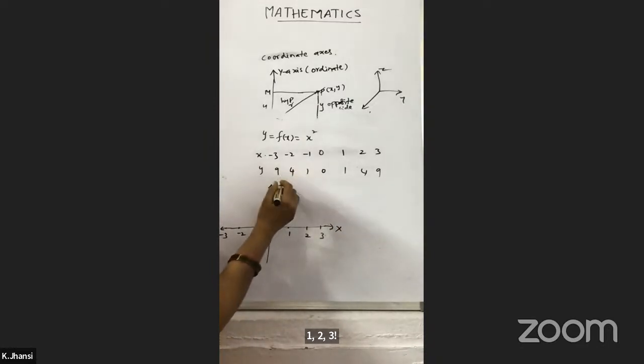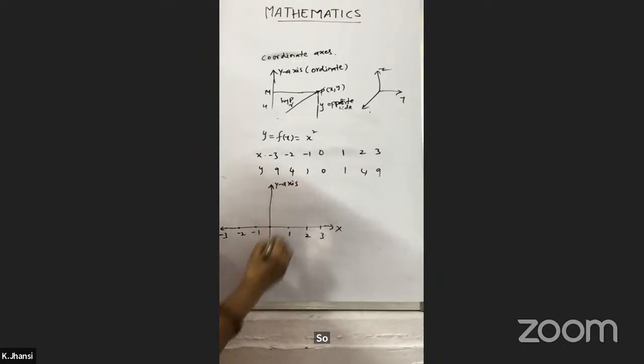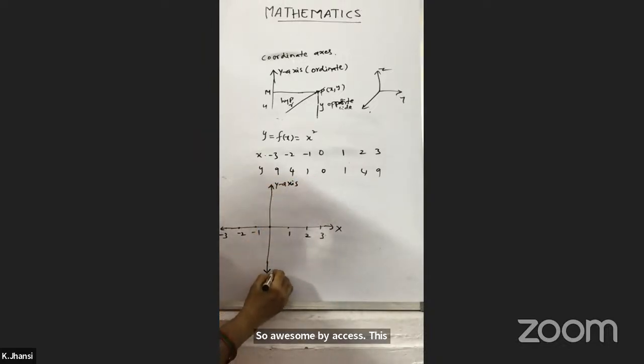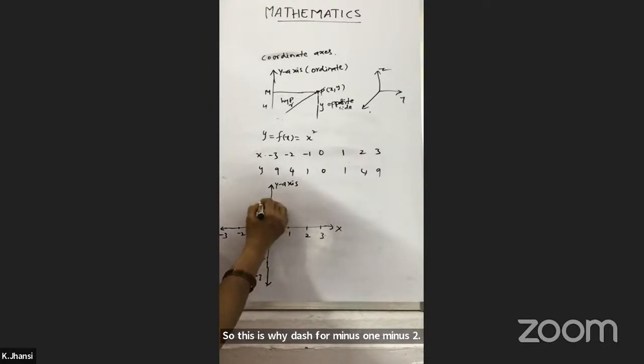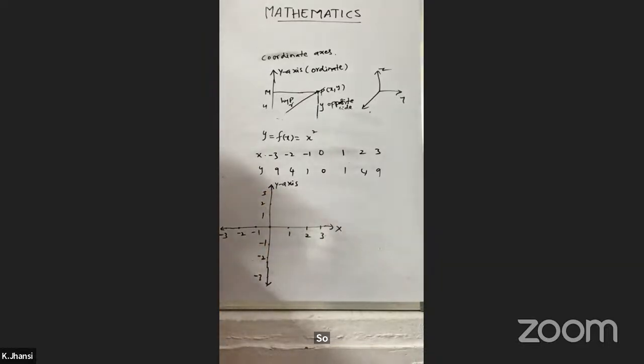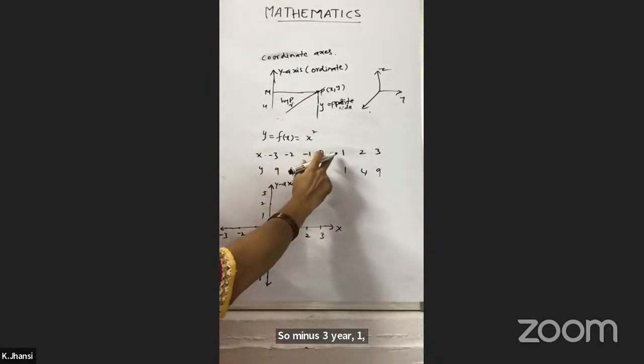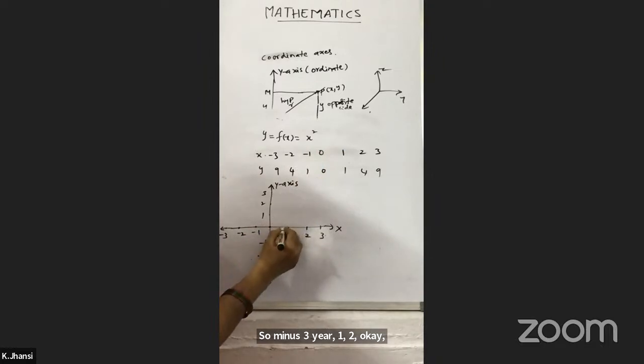So y values are very big. So this is the y-axis. This is y dash. So minus 1, minus 2, minus 3. Here 1, 2, 3. Okay. So for 1 what do we have? On the x-axis 1 means on the y-axis also we have 1.